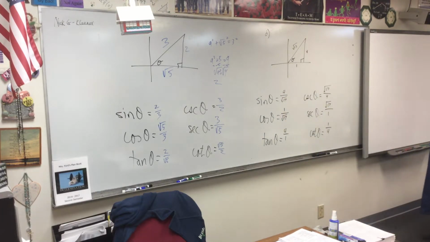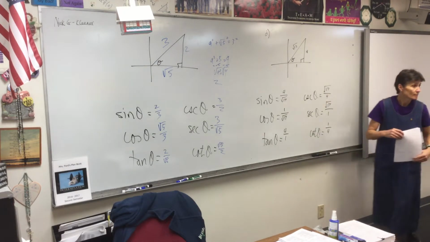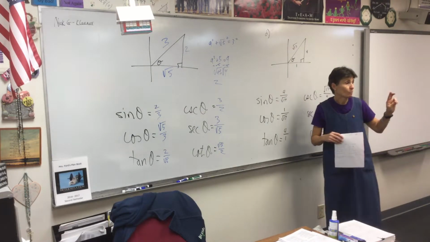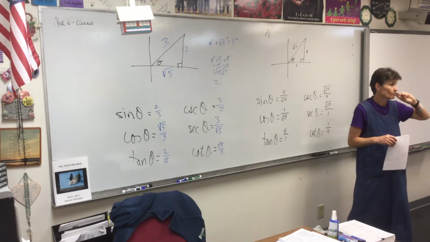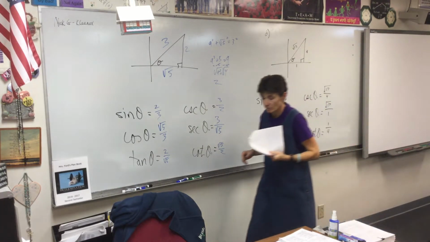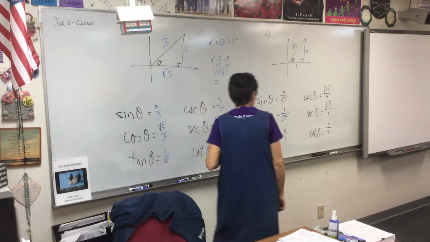If they give you 2 of the numbers, you can figure out the third one. They really have to give you 2 in order for you to find the third one. All right.